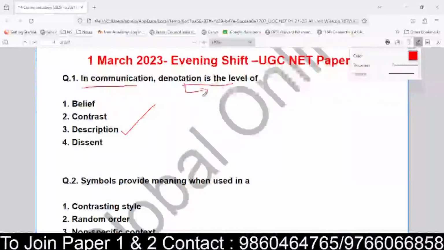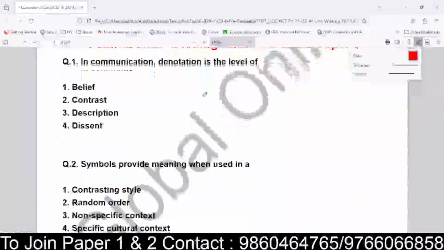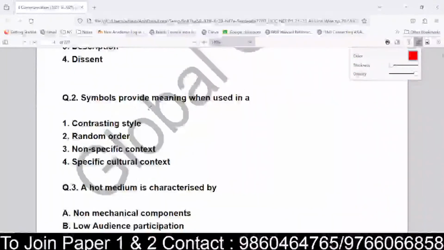Is it clear? Now coming to question number 2. Symbols provide meaning when used in what? In contrasting style, random order, non-specific context, or specific cultural context. We are talking about a symbol which provides meaning when it is used with respect to what?